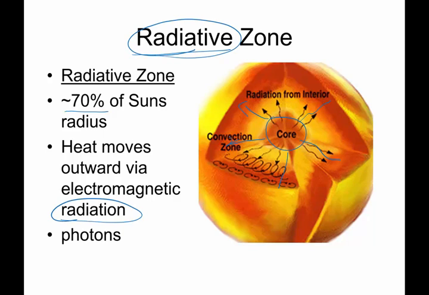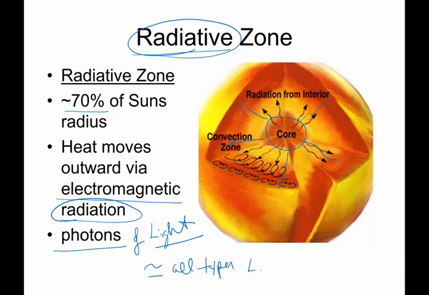Now, when astronomers say radiation, they're referring to electromagnetic radiation. Basically, they mean photons of light. What kind of light? Because you know there's ultraviolet, infrared, visible, X-ray, gamma rays, and the honest truth is just about all different types of electromagnetic radiation are produced and come through that radiative zone.